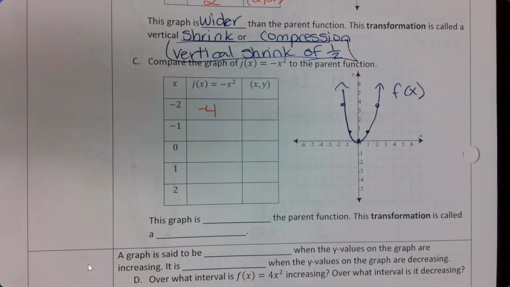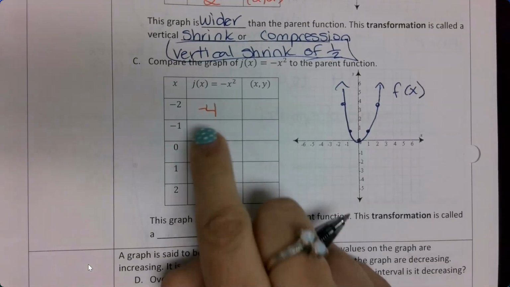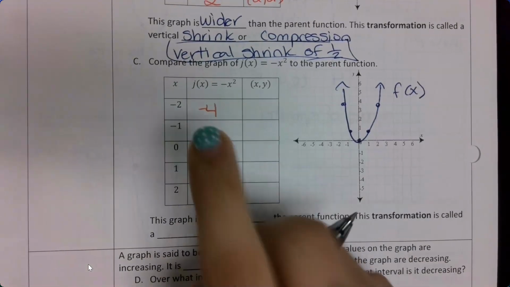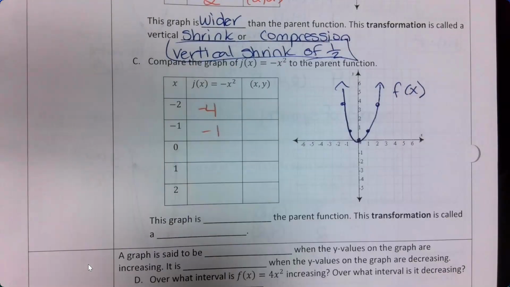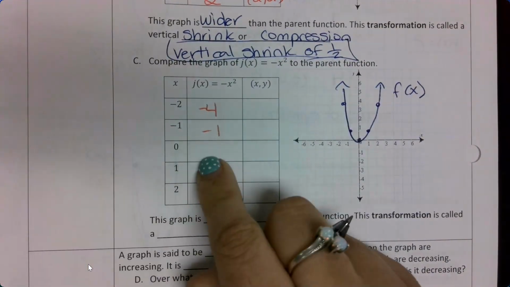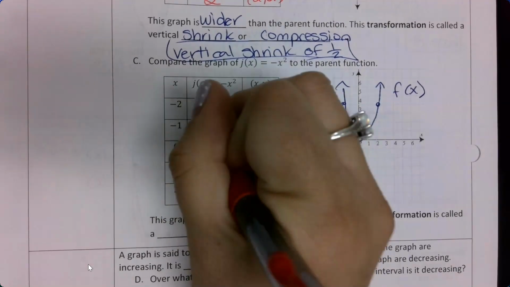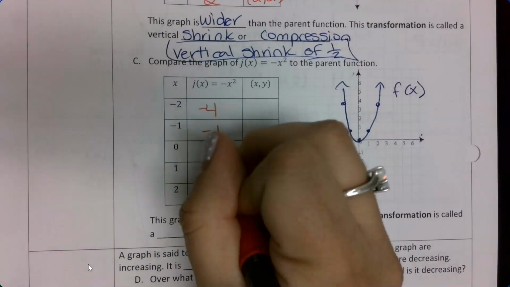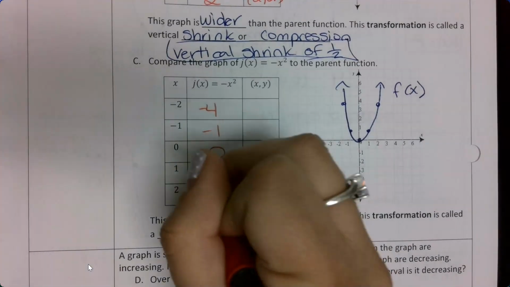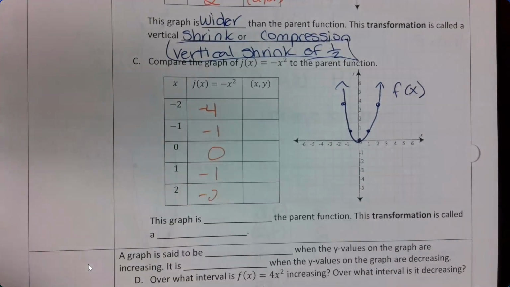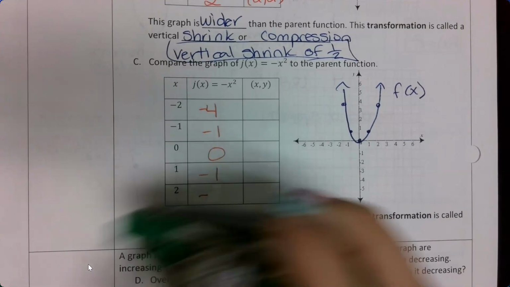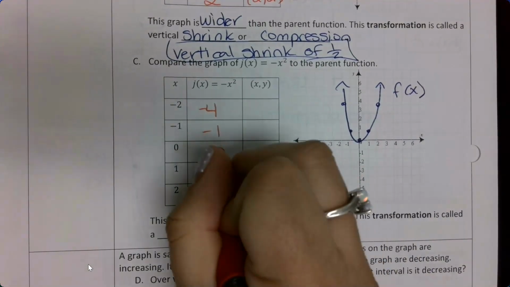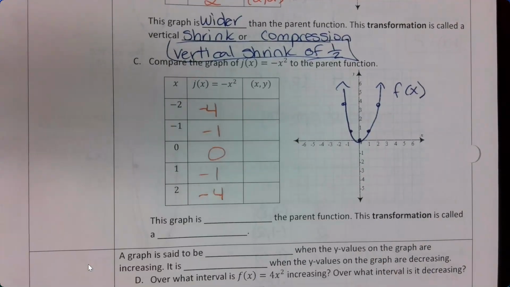So what's my coordinate point here? Oh no, not coordinate point. Let's go down this list. What do I get when I plug in -1? -1. What do I get when I plug in 0? 1. And 2? -4.